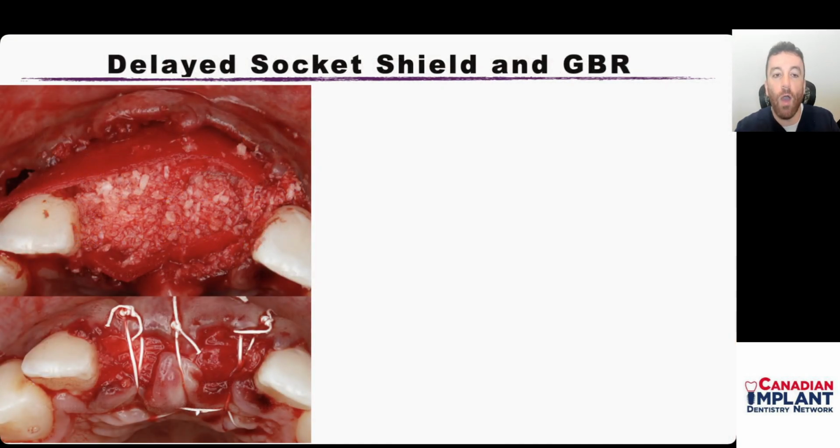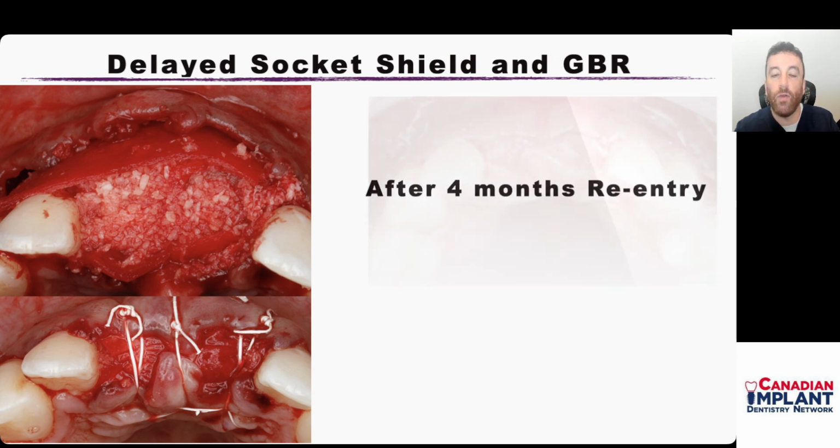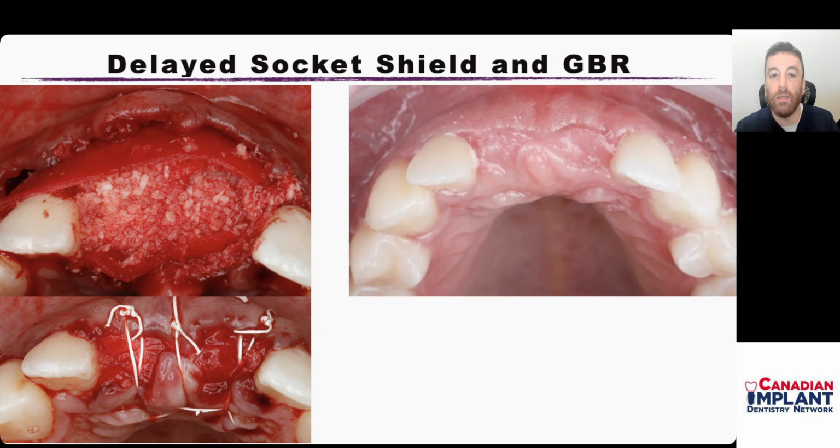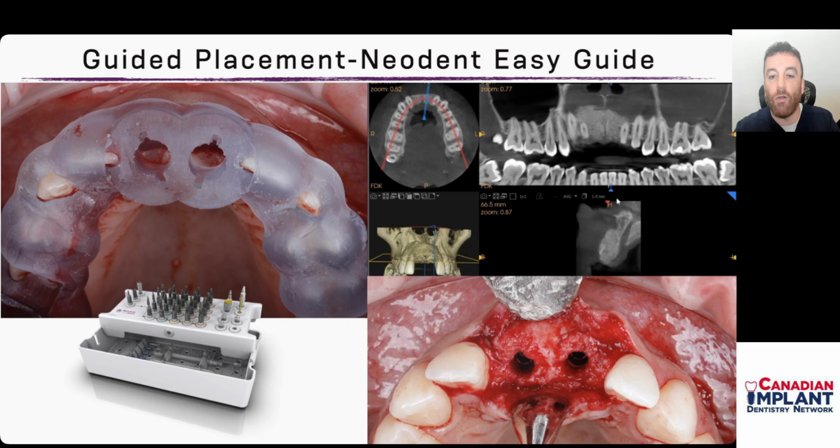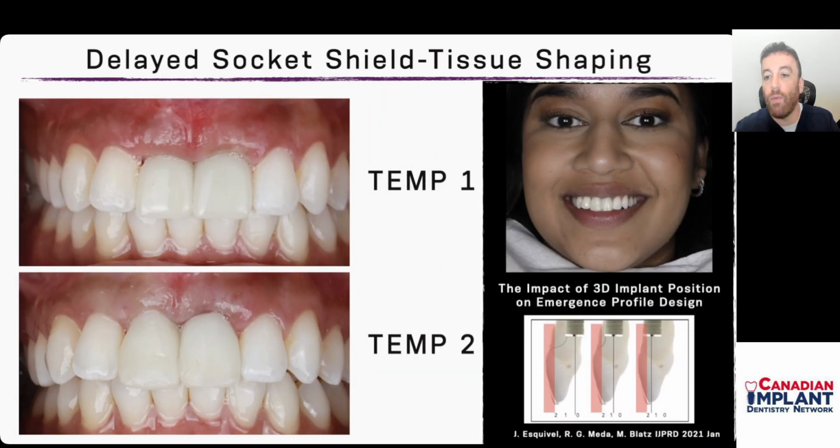So in this case, we go ahead and graft the case. This is a mix of cortical cancellous bone. And 4 months later, we take a new CT scan of the area. After re-entry, you can see you have abundant tissue volume. And when we re-enter, we plan the case at our laboratory and a guide is made to get the implants in the exact position. And we temporize the patient.